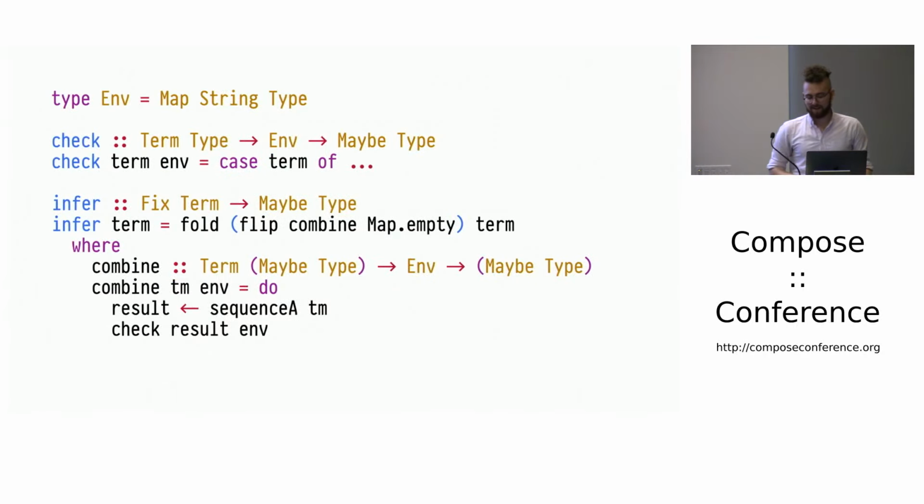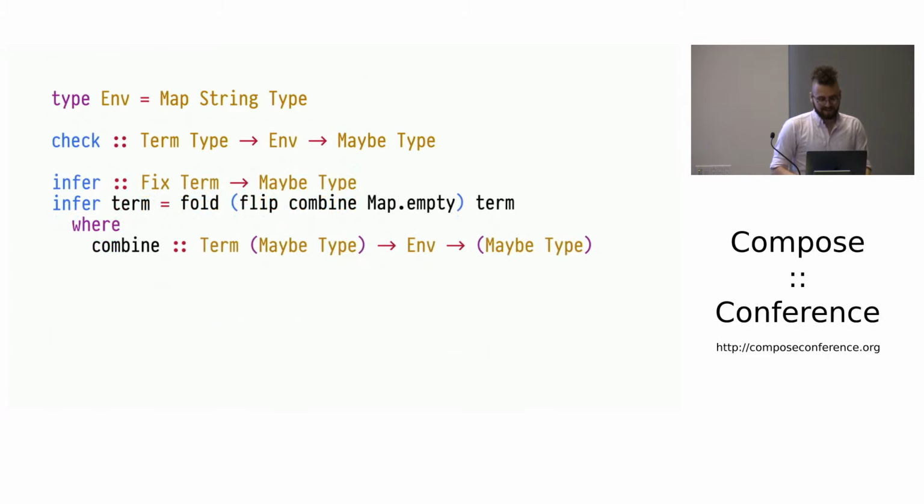Now let's zoom back at this, right? So I start with the empty environment, and then whenever I find a variable, I look it up in the current environment. There's something missing. I need to do something a little bit more clever.